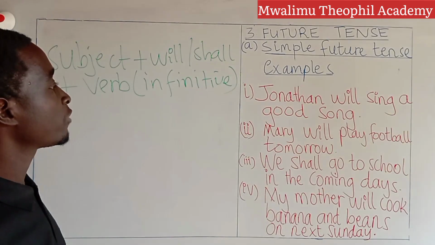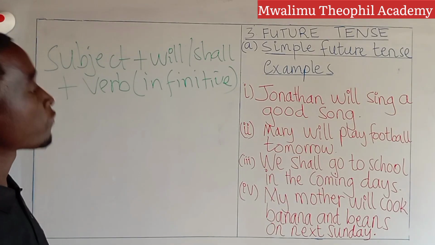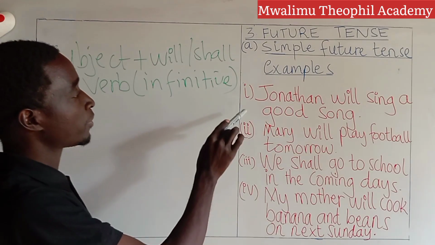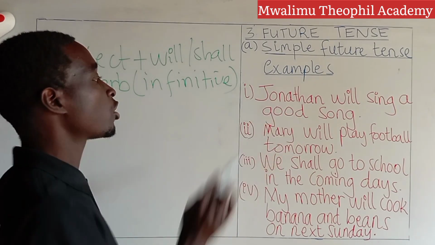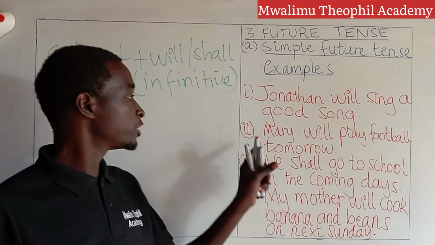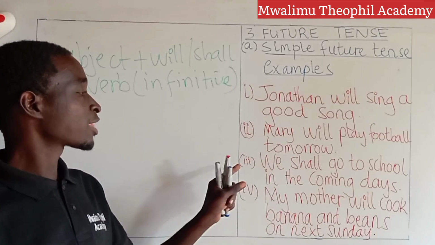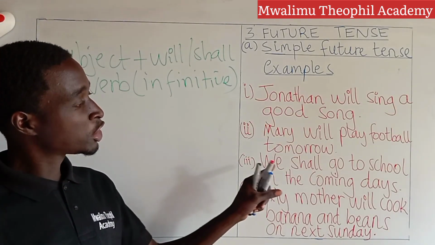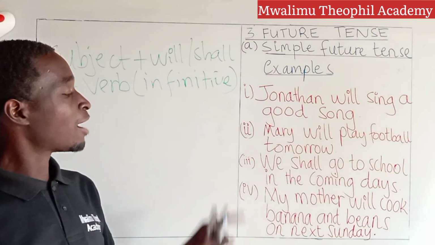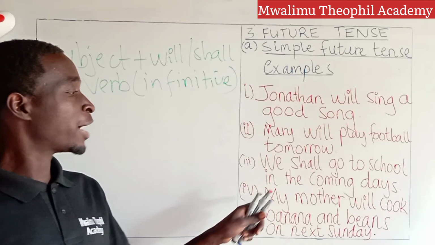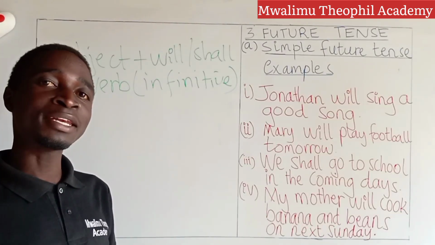Now, let us see different examples of sentences which are in simple future tense. The first example is: Jonathan will sing a good song. A second example is: Mary will play football tomorrow. A third example is: we shall go to school in the coming days. A fourth example is: my mother will cook banana and beans on next Sunday.